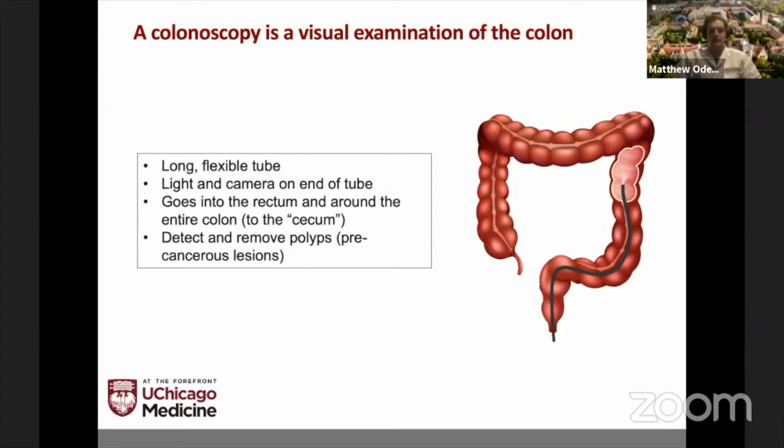So colonoscopy is a visual examination of the colon, and it takes a long flexible tube, and that tube has a light and a camera on the end of it, and it goes into the rectum, and it then snakes around the entire colon into this area called the cecum, and this is on the right colon. And the advantage is that it directly looks at the colon lining, and it can detect and remove polyps, which are precancerous lesions before they turn into cancer.